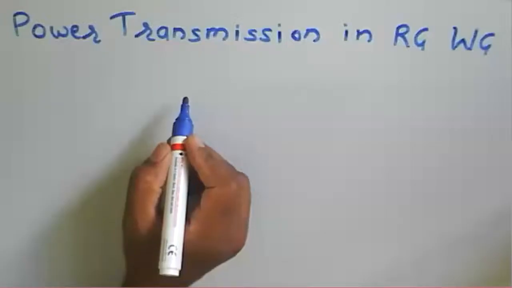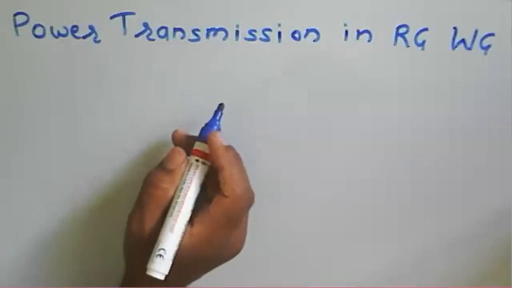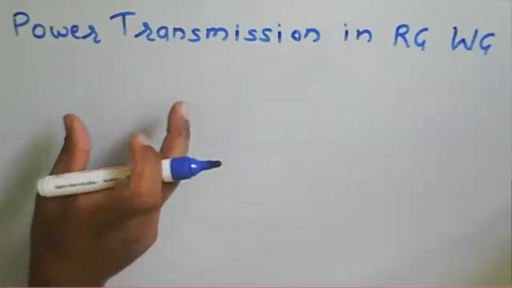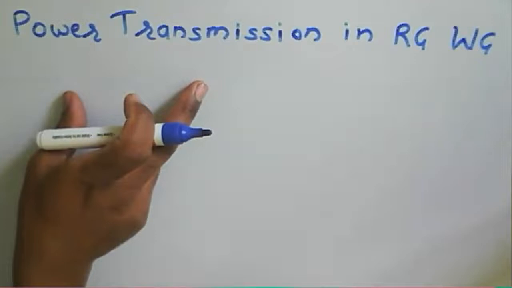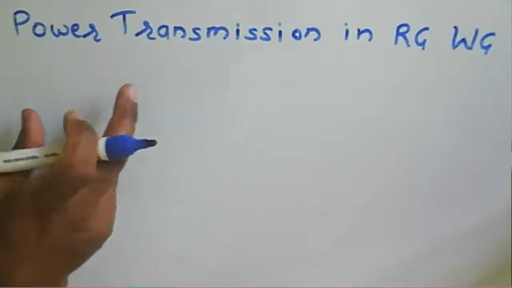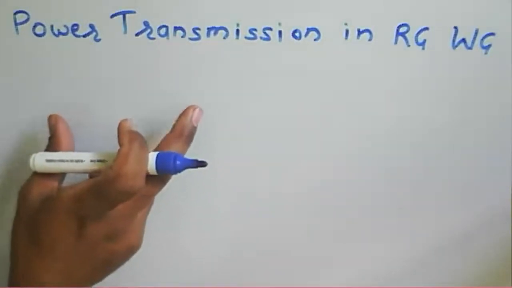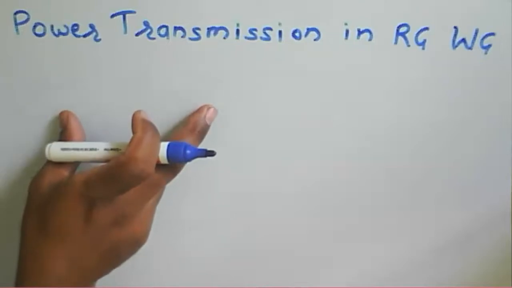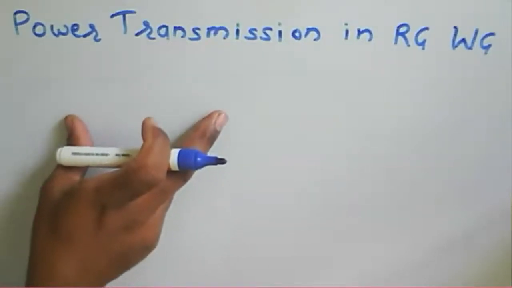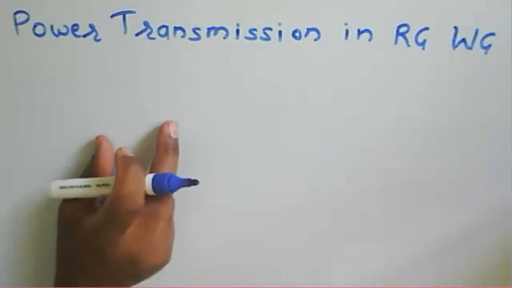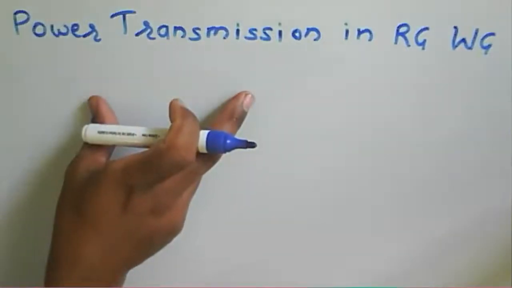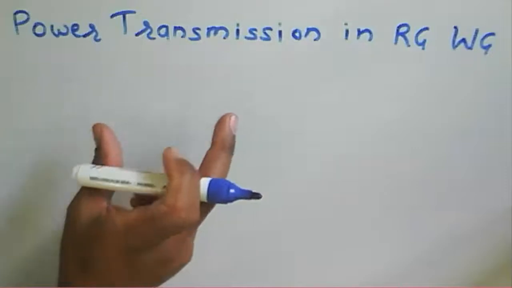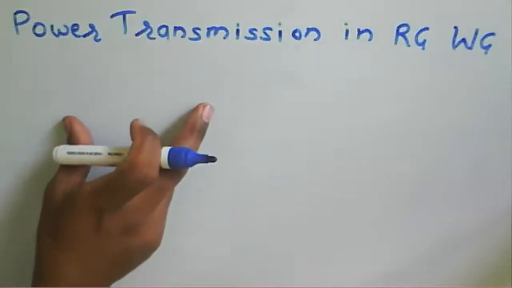For any waveguide, we should know how much power is transmitted. Again, when we transmit any power, there will be loss in a guide. So that's why we should know what the power loss will be in that rectangular waveguide. And both the power transmission and the loss inside the guide can be calculated using the Poynting theorem.